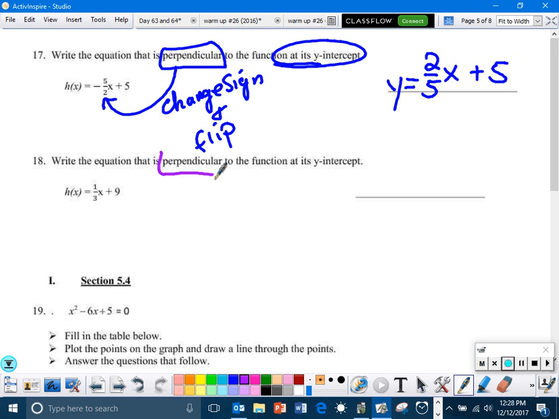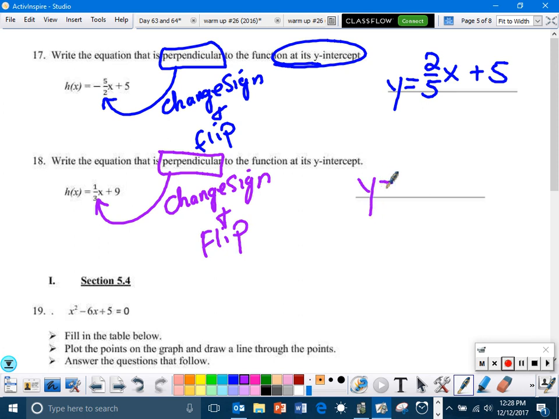Number 18, again it says perpendicular, so that means we are going to change sign and flip. So that would be negative 3 over 1, but remember we do not need to put it over 1, so negative 3x. Again, it's at the same y-intercept, so plus 9.